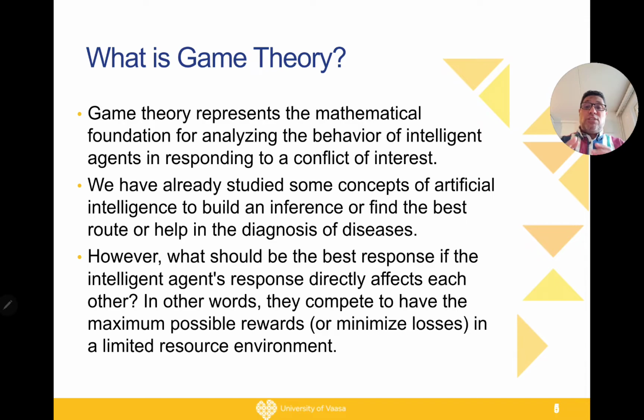So game theory is very important. Game theory represents the mathematical foundation for analyzing the behavior of intelligent agents in responding to a conflict of interest. When we have more than one intelligent agent working within the same environment or using the same resources, how could they react to each other, and what kind of strategy should they play against each other? This is game theory.